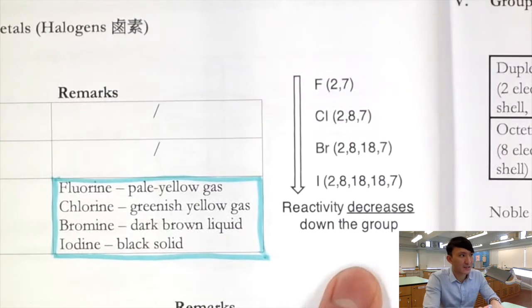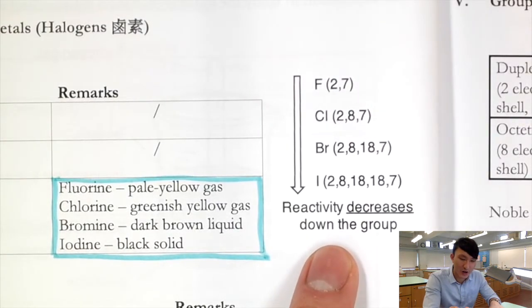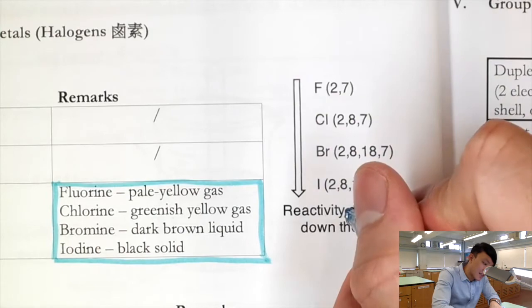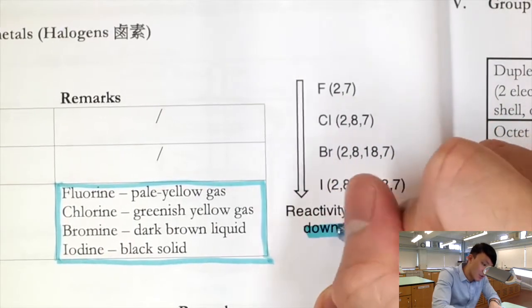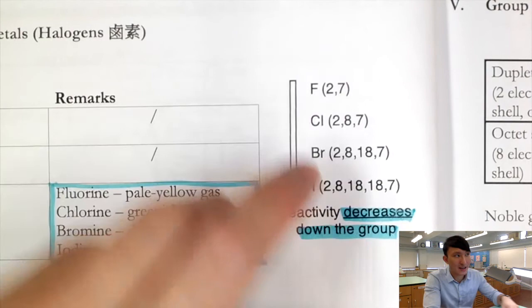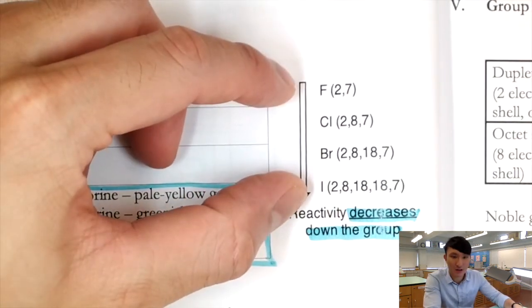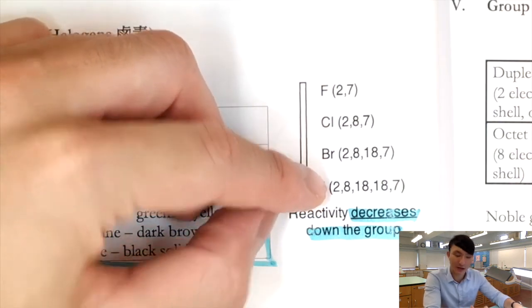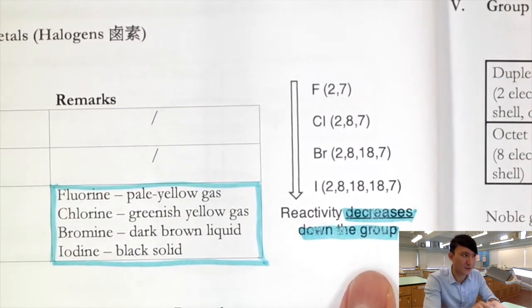Now, on the right-hand side here, this is a very, very important trend that you need to memorize. Remember, for group 1 metals and group 2 metals, their reactivity increases down the group, meaning that the closer to the bottom the position of the element is, the more reactive it is. However, for halogens, the reactivity actually decreases down the group, meaning that among the first 4 members of the halogens, fluorine is the most reactive and iodine is the least reactive. Okay? So this one is a little bit different.